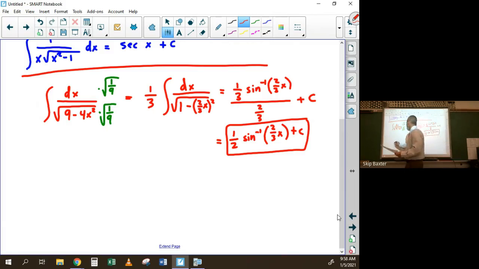How about something like the integral of sine x over 1 plus cosine squared x?